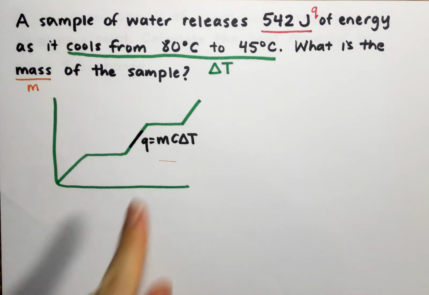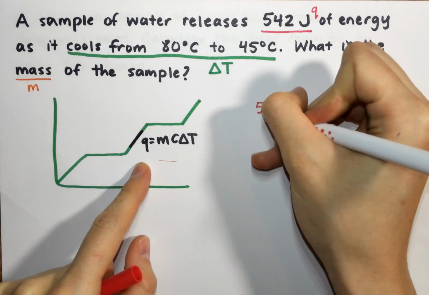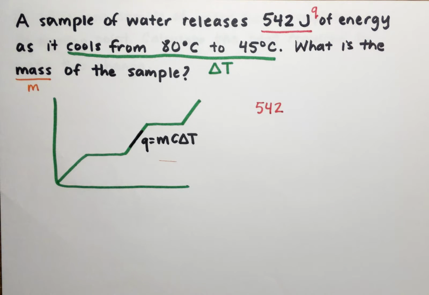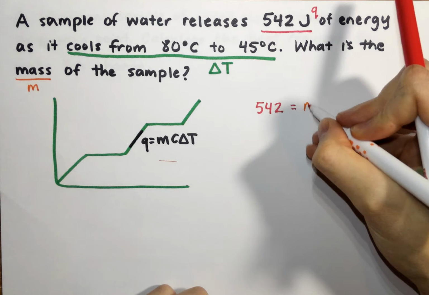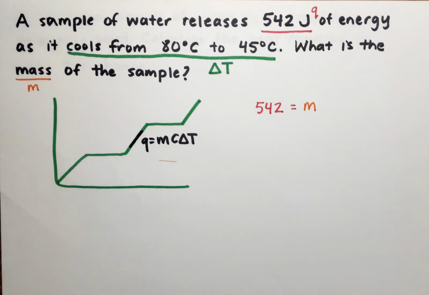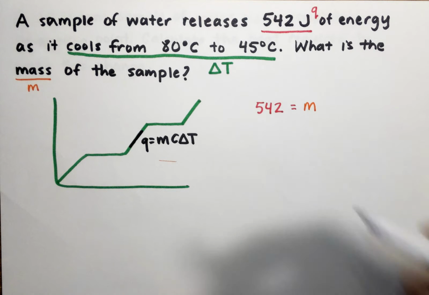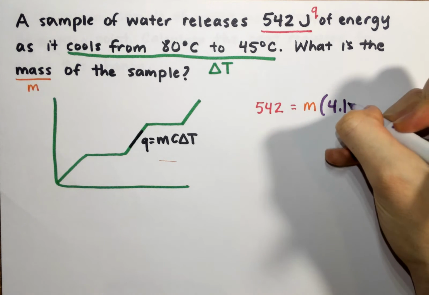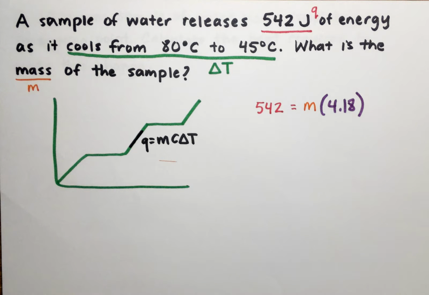So I know that Q is 542 joules, and I know that that equals our unknown mass times C, which is the specific heat capacity of water. That's not something you need to memorize. It's right on table B alongside the heat of fusion and heat of vaporization of water. You're going to find that that's 4.18 joules per gram Kelvin. And what that tells me is how hard it is to get water to change temperature.